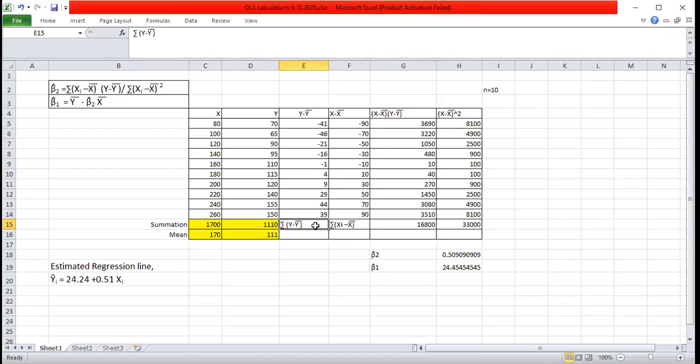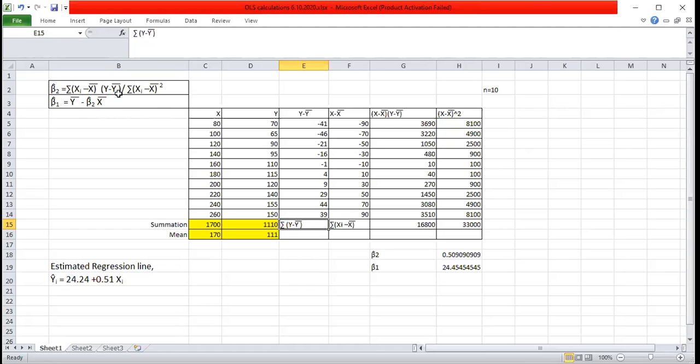Exactly. This is a property of arithmetic mean. If you have done arithmetic mean in your probability statistics, you know that summation of deviation from arithmetic mean is zero. You can show it in two lines. I will not show you, but this is an example here. So summation of deviation from arithmetic mean for y or for x will always be zero. So this column sum will be zero. This column sum will also be zero.